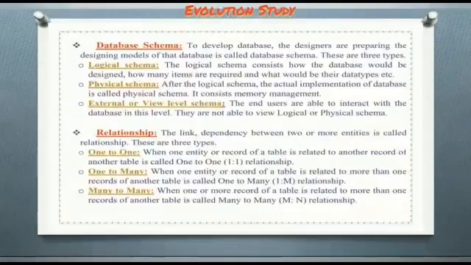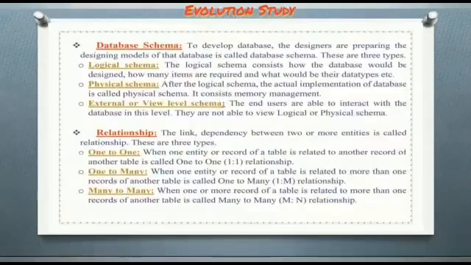Relationship. The link or dependency between two or more entities is called a relationship. These are of three types. One-to-one: when one entity or record of a table is related to one record of another table, it is called a one-to-one relationship, which is 1:1. One-to-many: when one entity or record of a table is related to more than one record of another table, it is called a one-to-many, that is 1:m relationship.